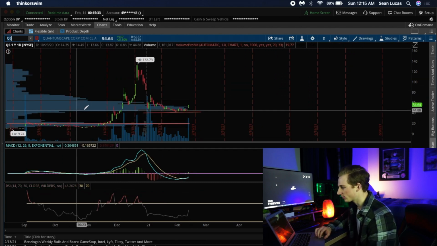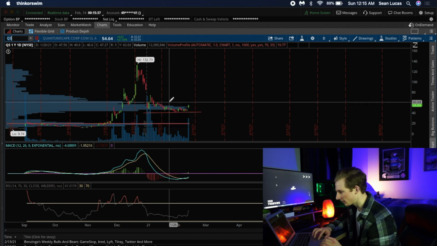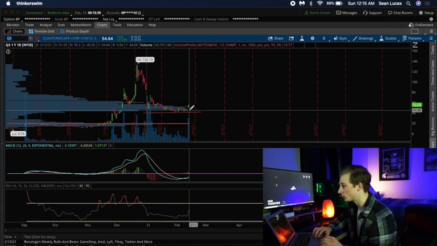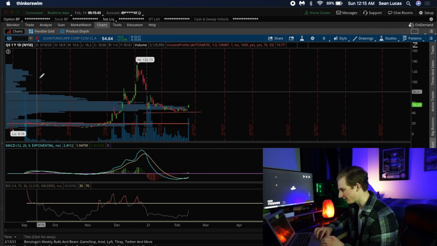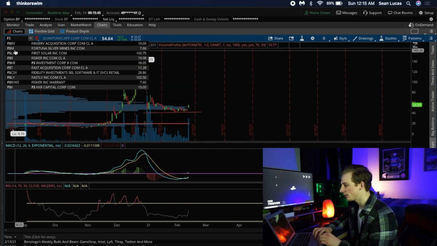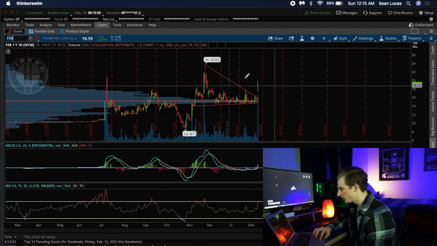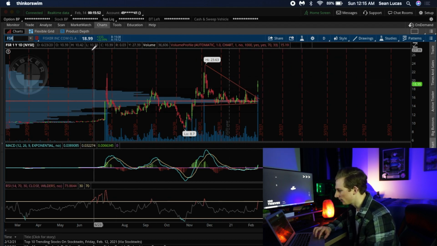QS, QuantumScape, sitting at a volume shelf, not at the price control, but sitting at the volume shelf for sure. And it's looking pretty strong and it boomed up a little bit, but it's definitely still in the volume shelf. You got your Fisker, FSR, sitting at the volume shelf. Oh, look, I missed it. It boomed up. See what can happen?